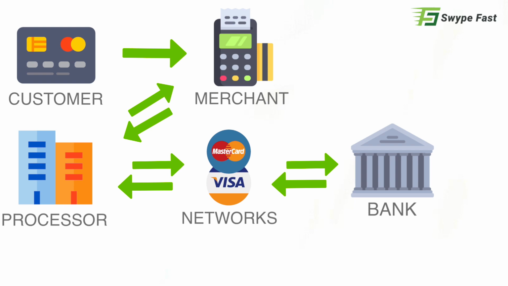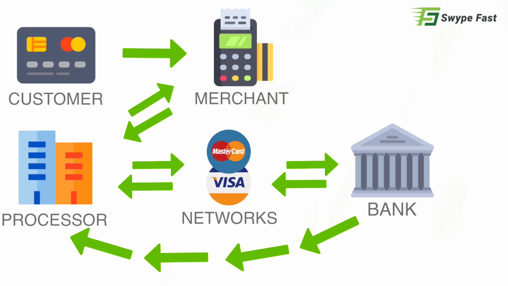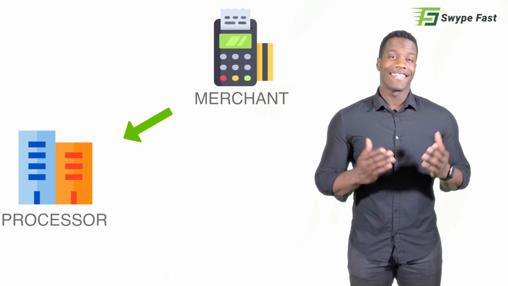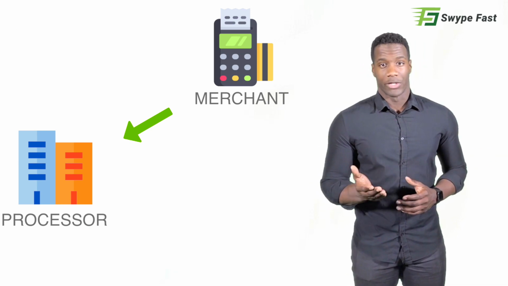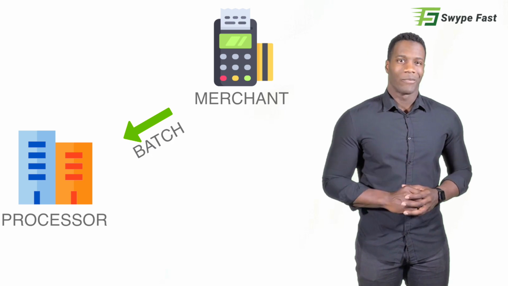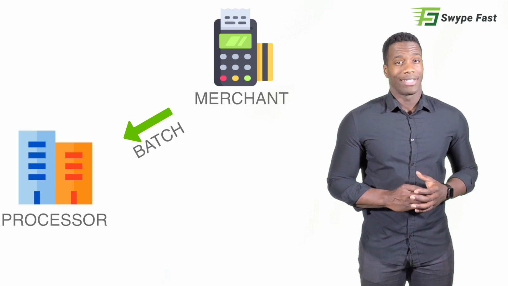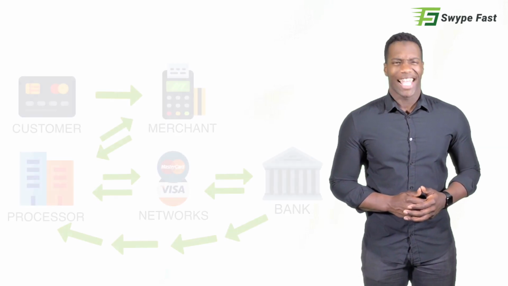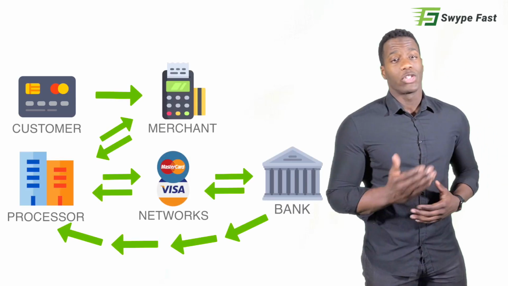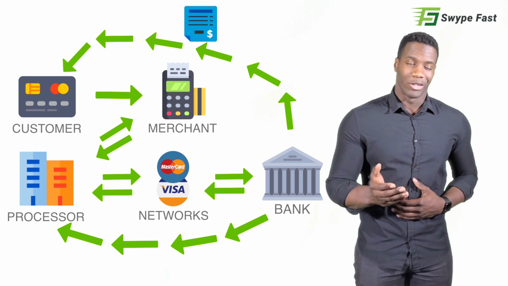The issuing bank then sends the money to the processing company to cover the costs for the purchase that was made. This whole process is completed in just a matter of seconds. At the end of the day, the merchant will send out all of their transactions to the processor, which is called a batch. Most batches can be deposited into the merchant's business account as soon as the next day. The last step in the process is for the issuing bank to send the cardholder a bill for the purchase.